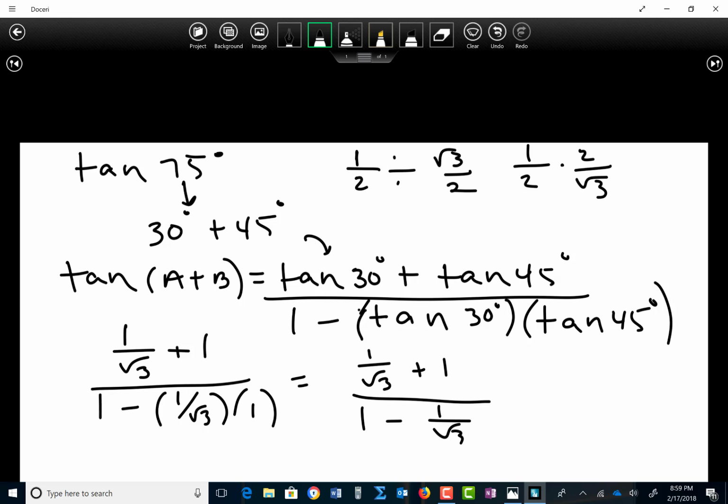Now, this is a complex fraction. And what you can do to rationalize these is you can find the common denominator of the whole fraction. What makes it complex is that it has fractions within a fraction. And if you find the common denominator of the whole thing, every single denominator, and I have denominators of square root of 3 and 1 on the top and 1 and square root of 3 on the bottom, so the common denominator would be square root of 3.